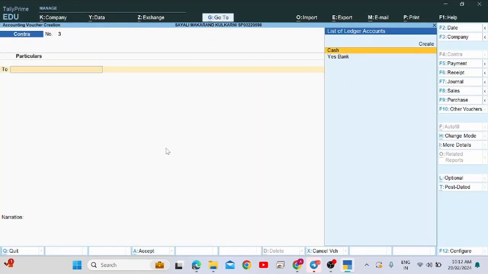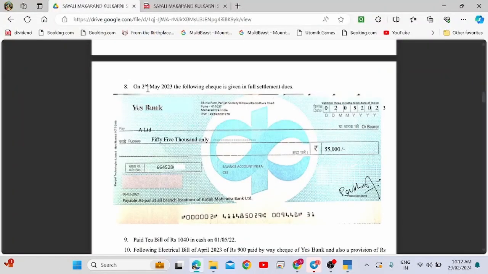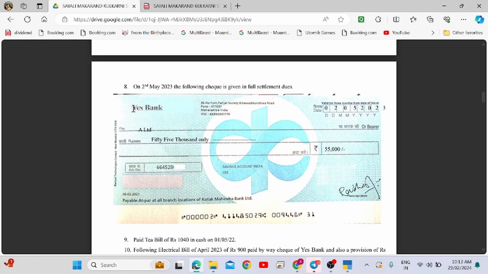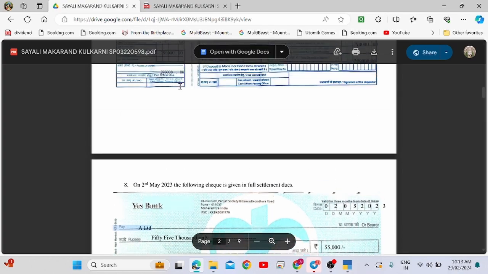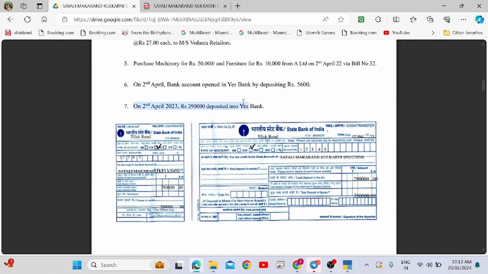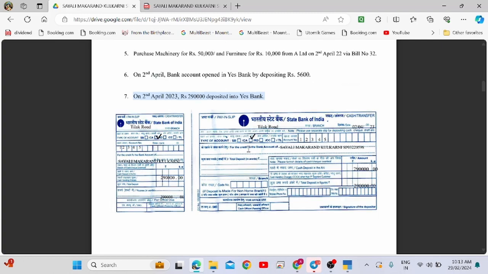Then the next transaction, the 8th transaction, we are having on the 2nd May 23: the following check is given in full settlement of the dues. Now a check is given, an S bank check we have given to A Limited. Instead of giving you information like this, in the 7th I have given you information, that means the transaction and the supporting document also.